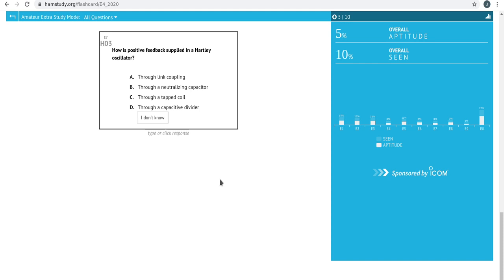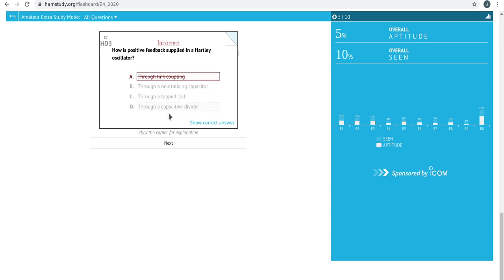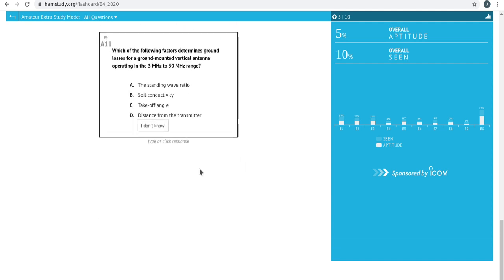So I know it's not B or D. Through a link coupler or a tapped coil. Those are my two guesses. Let's go with A again. And it's through a tapped coil. Okay. Oh, and if we see that again, remind me to look at the explanation.